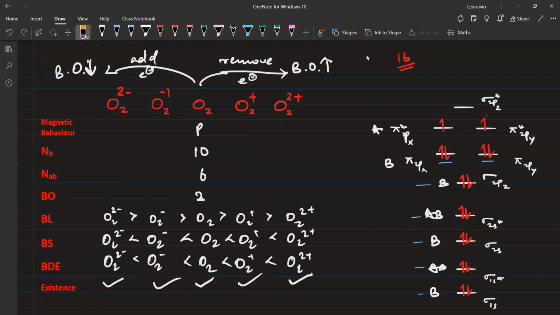Which one should we do? Tell me, guys. Which one? O2 negative or O2 positive? Positive and negative? Cation and anion? Tell me quickly, anyone, turn on your mic. Cation and anion? Quickly. Cation. Positive, right? Positive. Very nice. With positive attitude.